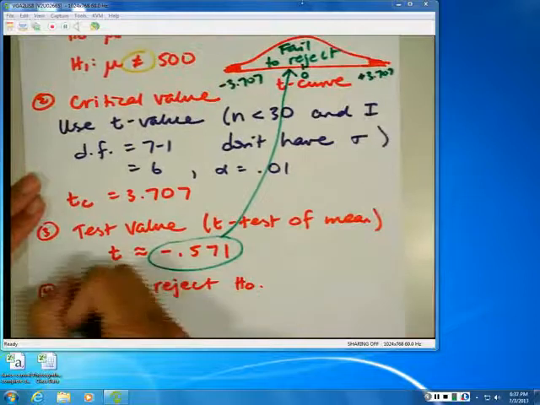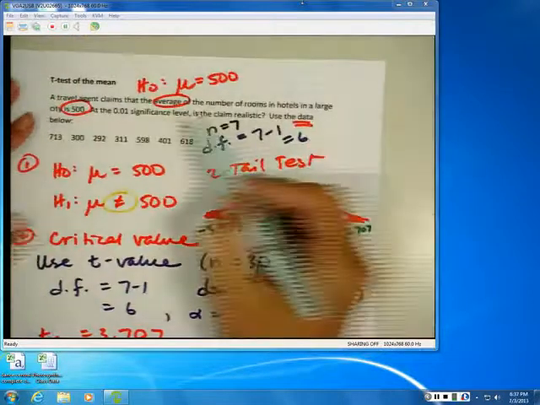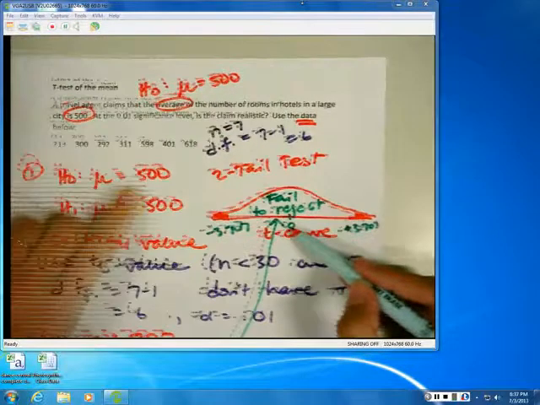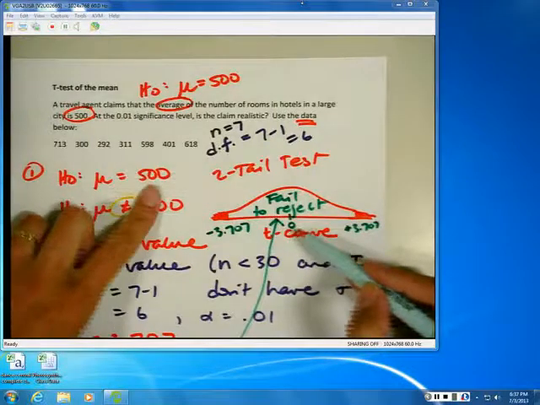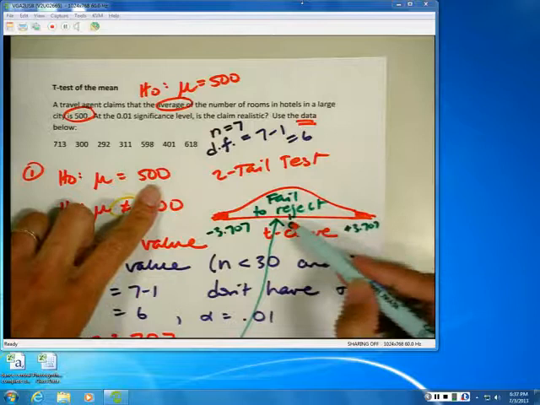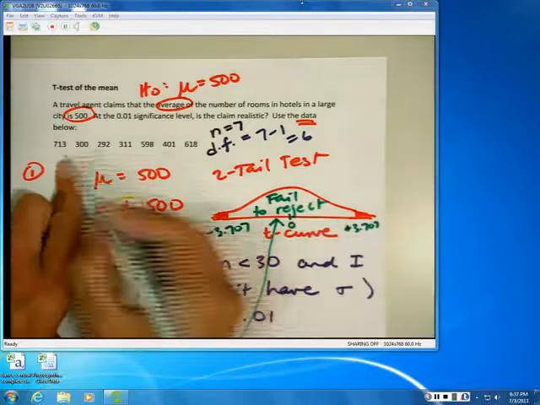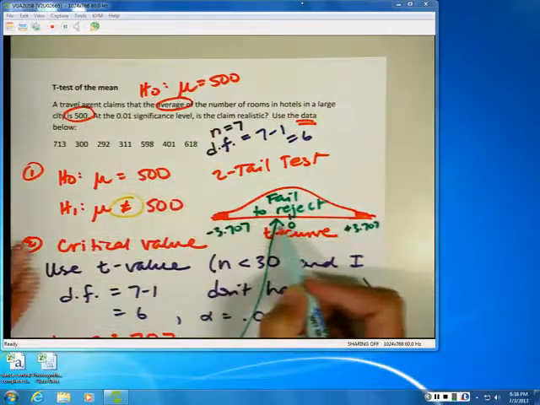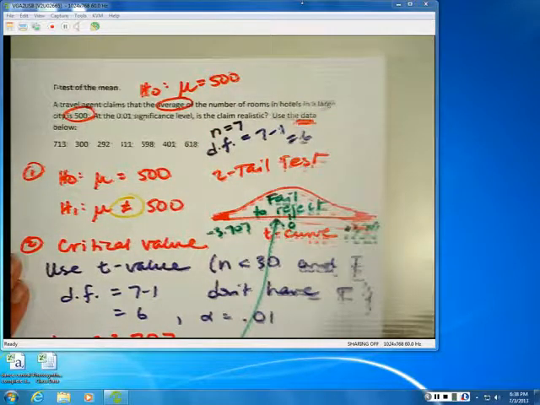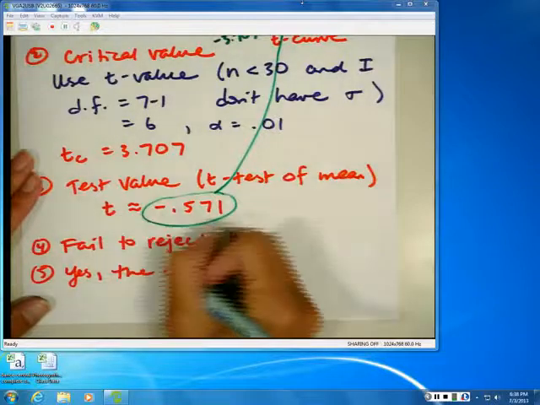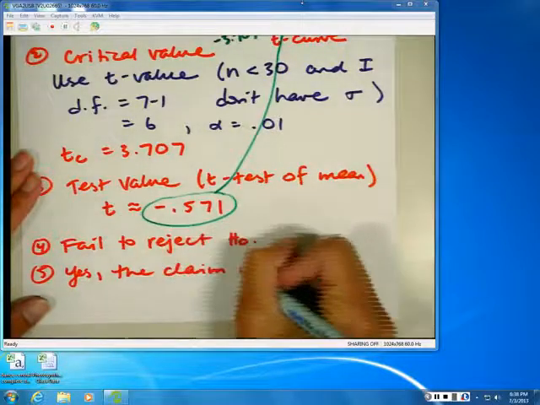Step number 5 is your conclusion. Okay, what did it say? It said, is the claim realistic? That 0 t-score was for the 500. Is the claim of 500 rooms realistic? Yeah, we were not that far off. What did we have? Well, we had this average here, which was 461. I'm looking on my calculator, which turned out to not be significantly different. So my conclusion is, yes, the claim is realistic.